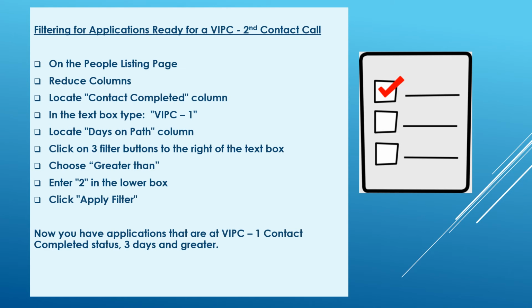So to review the process, on the People Listing page, reduce your columns, locate the Contact Completed column, type VIPC space dash space 1, locate the Days on Path column, click on the 3 filter buttons to the right of the text box, choose greater than in the top box, enter 2 in the lower box, click Apply Filter.